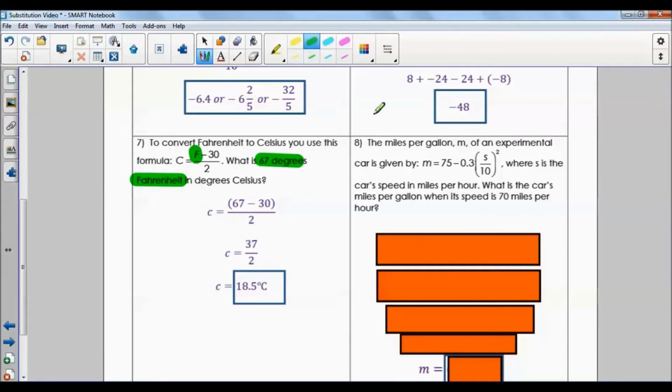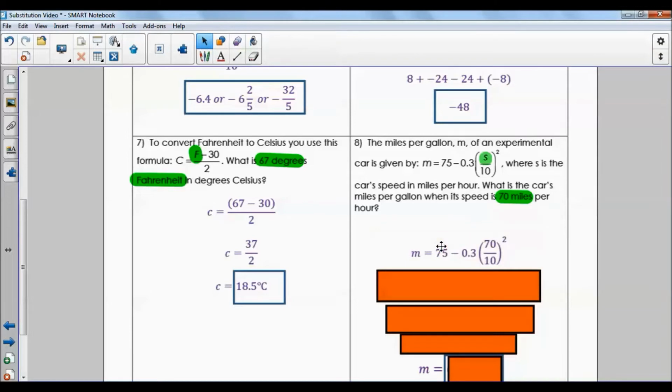We have the miles per gallon M of an experimental car is given by M is equal to 75 minus 0.3, parentheses, S divided by 10 squared, where S is the car's speed in miles per hour. What's the car's miles per gallon if its speed is 70 miles per hour? So speed was the S, right? So we're going to plug that in. So 75 minus 0.3 divided by 70 over 10 squared.